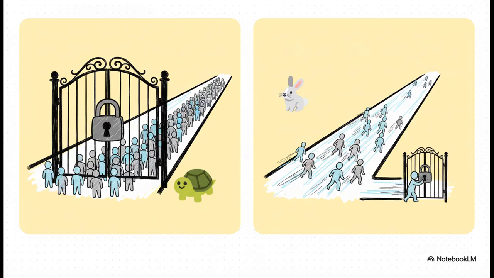Then you've got double-checked locking. That's the hare. It's way faster, way more clever. It only uses that expensive lock in the one brief moment when the instance is actually being created. All the other threads can just race right on through.